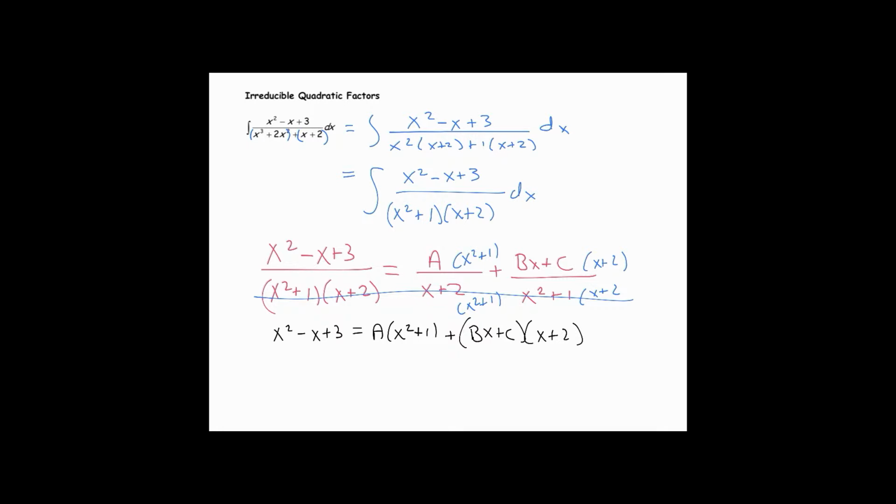And now I can plug in some convenient values. So when x equals negative 2, the left-hand side becomes 9, and the right-hand side becomes negative 2 squared plus 1 is 5, so it's 5a. And that bx plus c times x plus 2 cancels, so now we know that a is equal to 9/5. So I need to clean that up there. Alright, and so now we'll try another value.